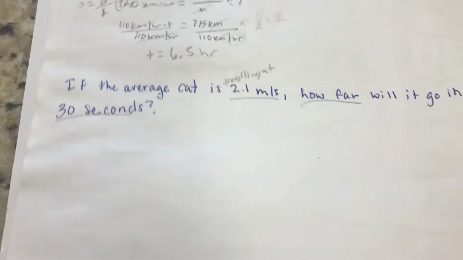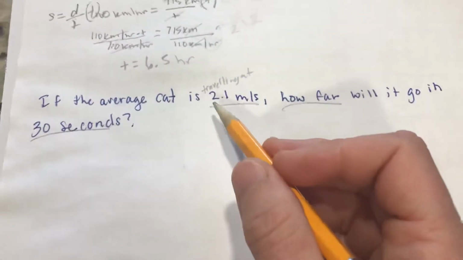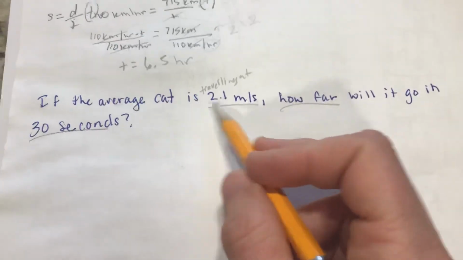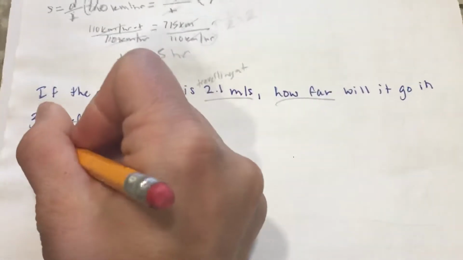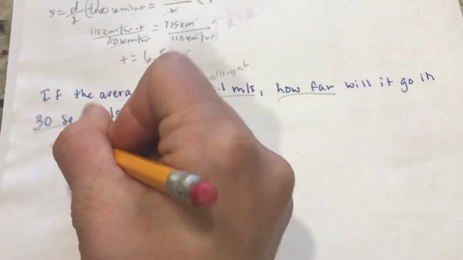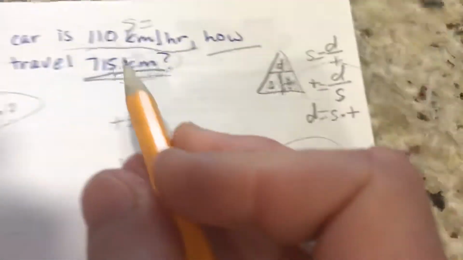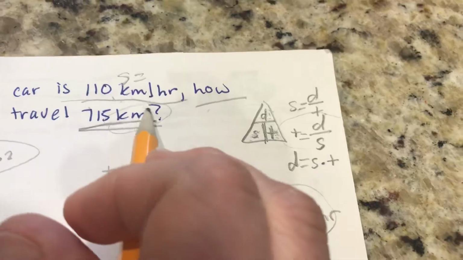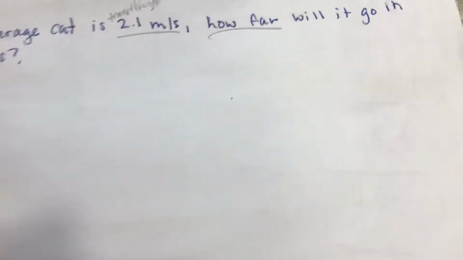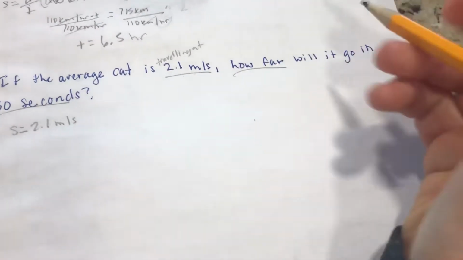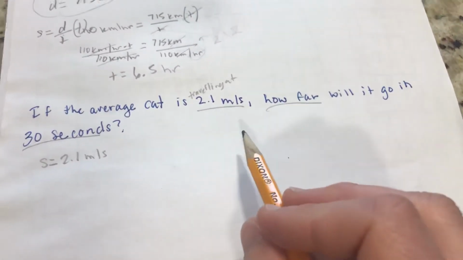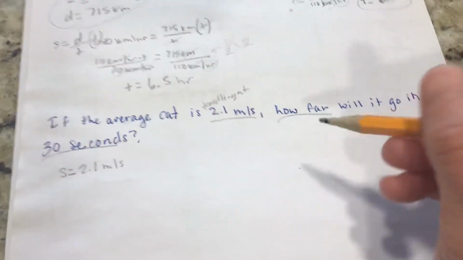Okay, so what do we know? First step is identify our variables here. Traveling at, this is a speed, 2.1, so we're going to write S equals 2.1 meters per second. And you notice now, instead of using kilometers per hour, we're now using meters per second. Both of these are standard units of measurement, just obviously meters per second is going to be a higher number compared to kilometers per hour.